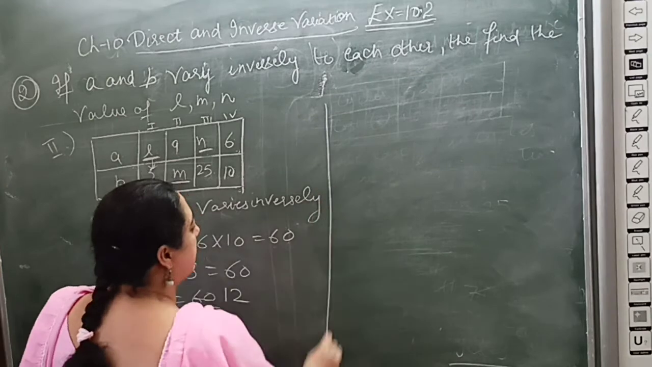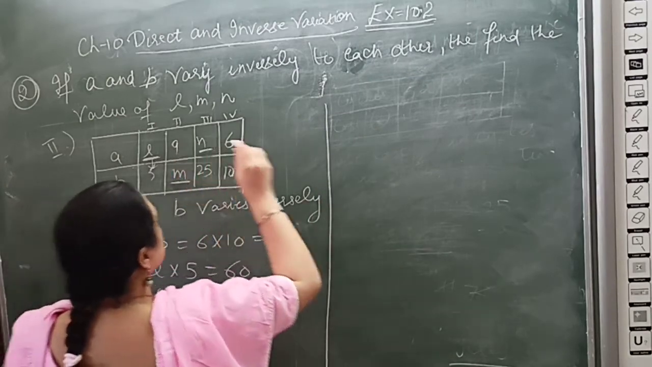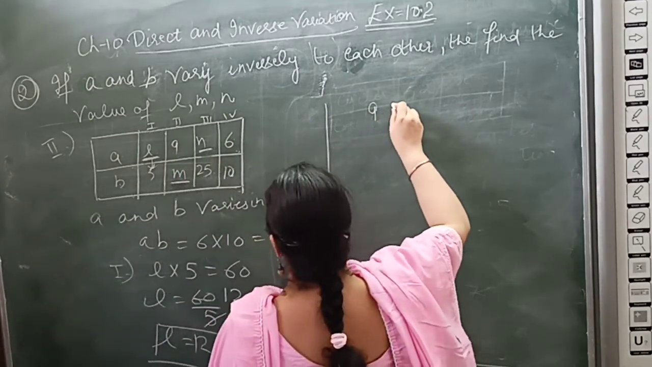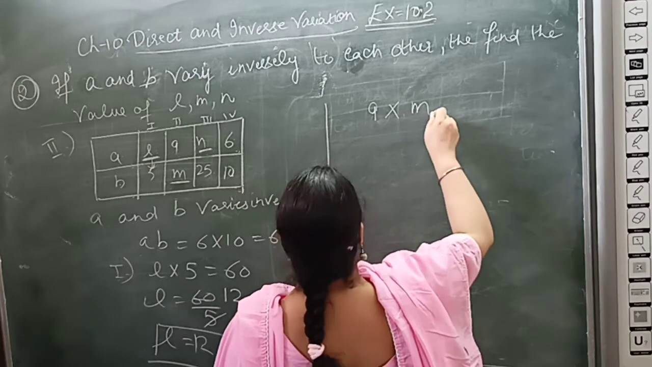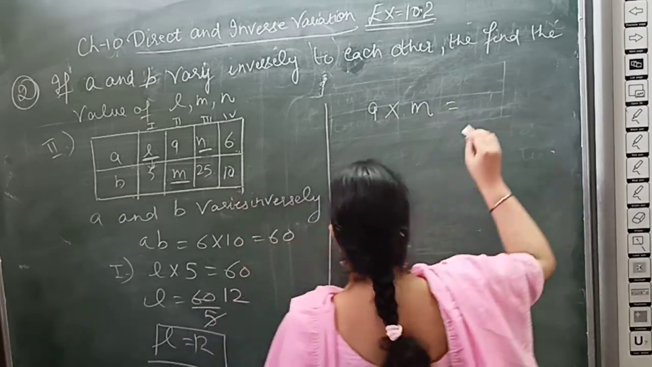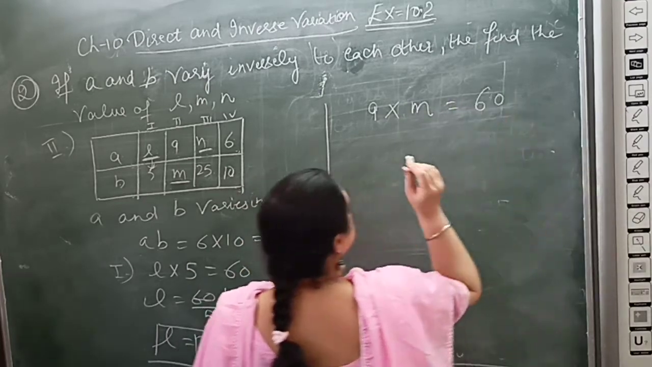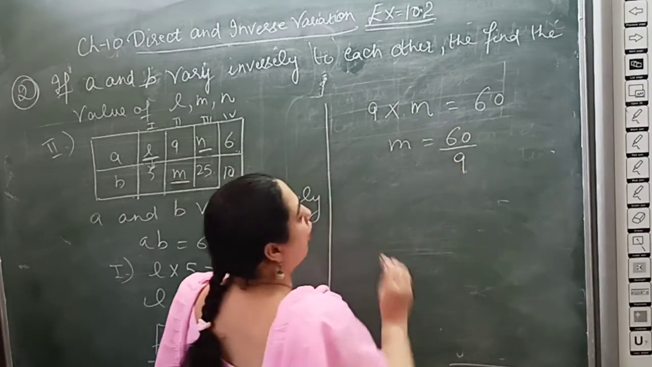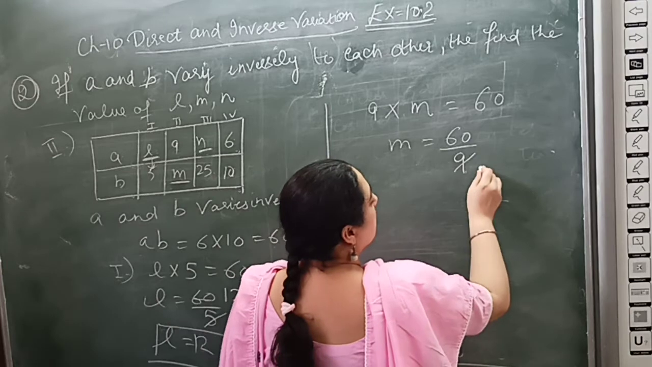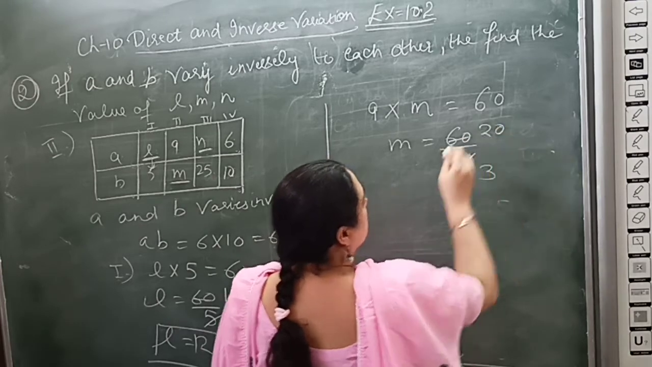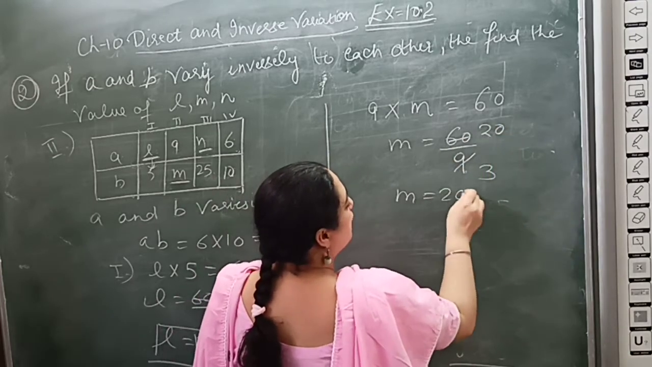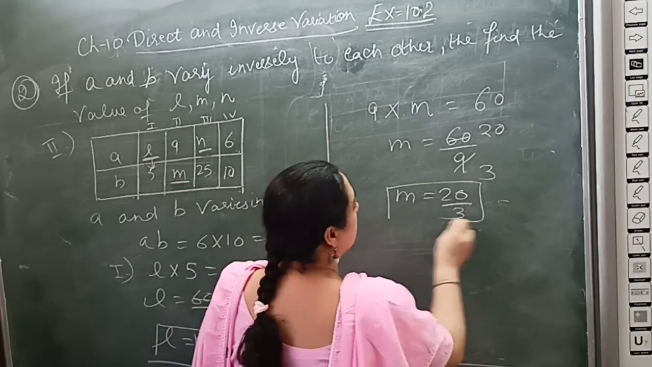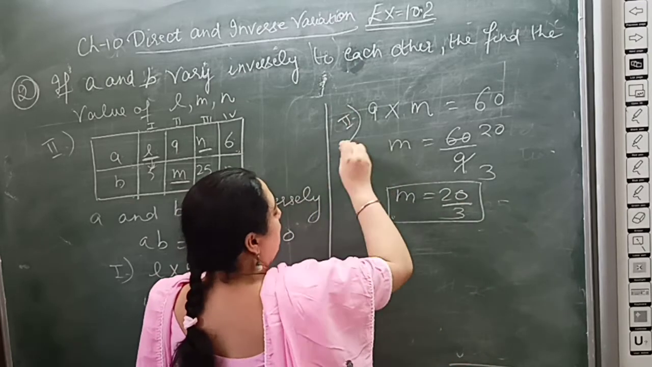Now I find the second value. I take the second column, and the values of A and B are 9 into M. It is again equal to the constant, that is 60. Now I find the value of M, which is 60 over 9. Do the cutting, 3 threes are 9 and 3 twenties are 60. So M is 20 over 3. This is your second value.